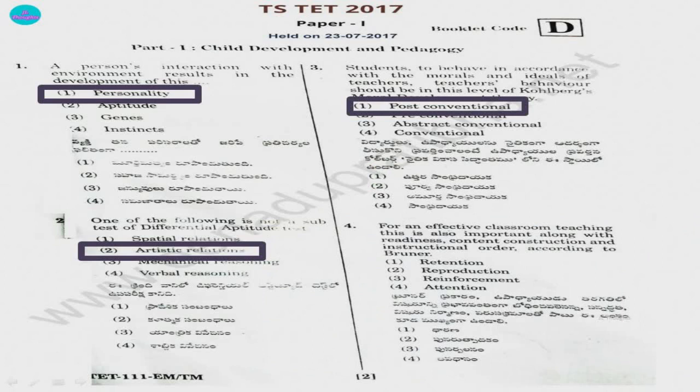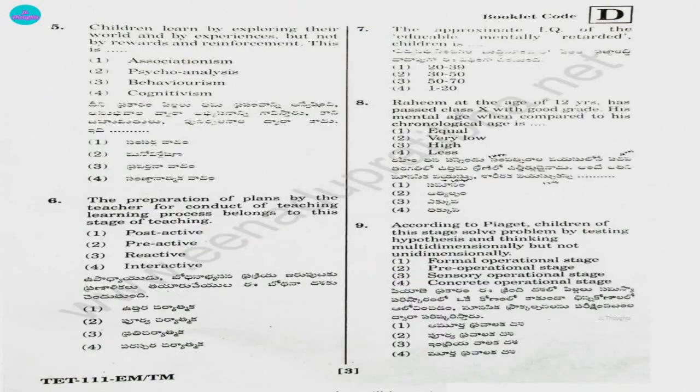Question number 4. For effective classroom teaching, this is also important along with readiness, content construction and instructional order, according to Bruner. Option 1, retention, 2, reproduction, 3, reinforcement, 4, attention. So what is required? It is reinforcement. What is the answer? Option 3, reinforcement.